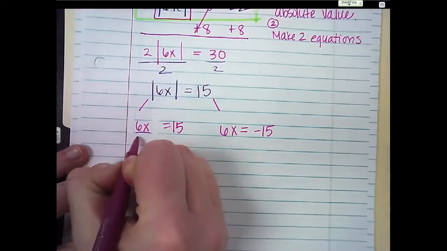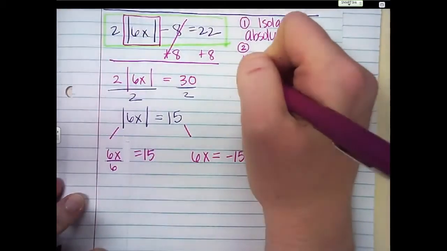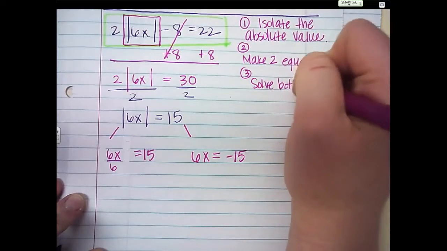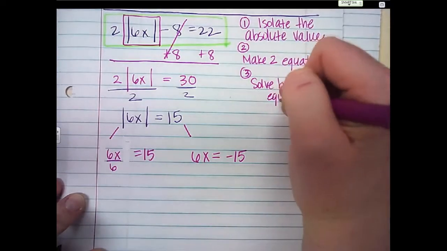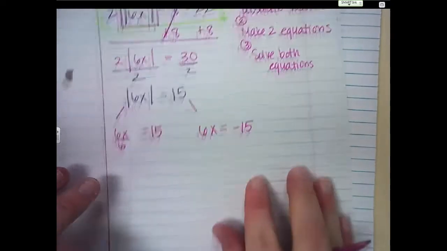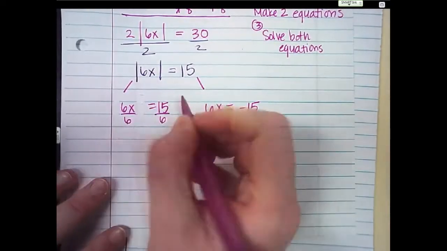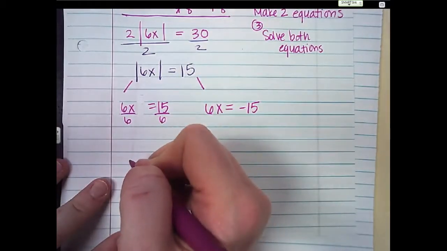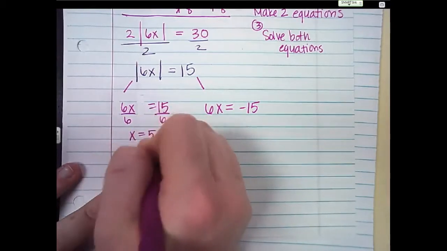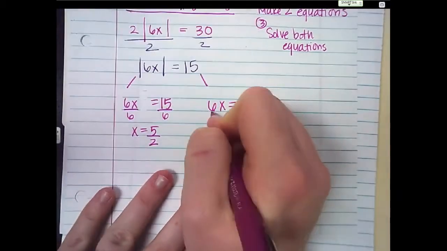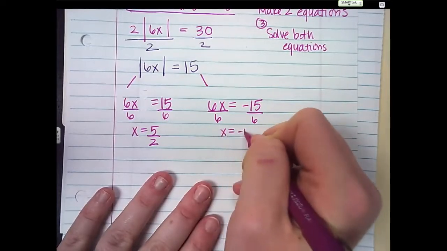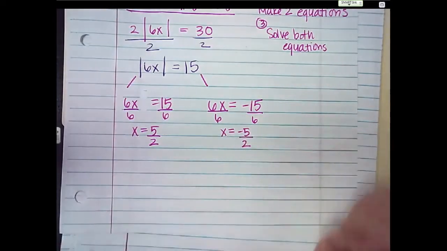And now let's solve for x. So I divide by 6. That's step 3 if you want to write it. Solve both equations. So divide by 6. And divide by 6 over here, x equals negative 5 over 2.